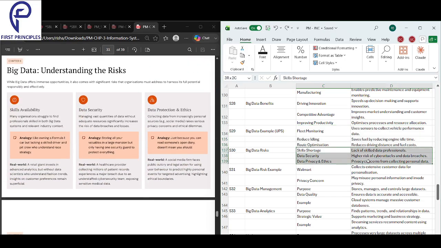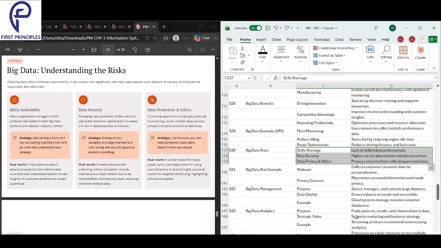What are the risks? First is skill shortage, the lack of skilled data professionals. Next, data security: higher risk of cyber attacks and data breaches. One is skill shortage, the lack of people with the skills to handle this kind of data. Skill shortage is there today.